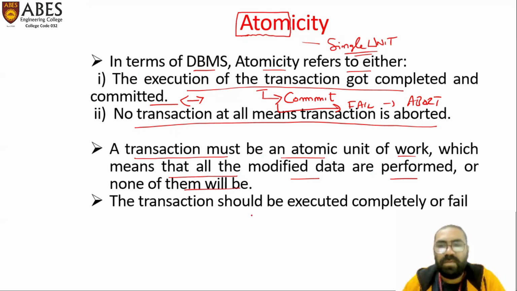Let us take an example: we have A and B, A has 50, B has 10, and we are transferring 40 to here.